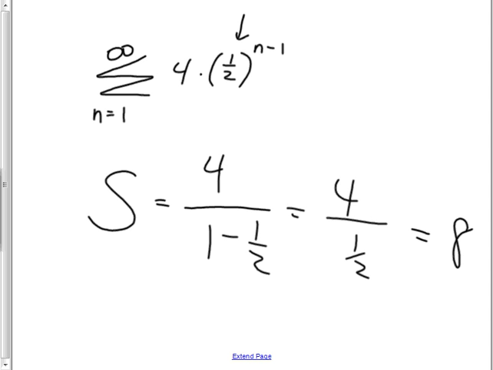So the sum of all of those terms, which would be things like 4, and then half of 4, which is 2, and then half of 2, which is 1. Half of 1 is 1/2. You just keep adding those up, and if you add them forever, you'll get 8. That's what's happening there; that's an infinite series.